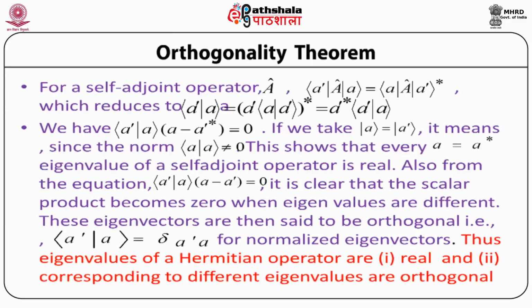These eigenvectors are then said to be orthogonal, that is, ⟨A′|A⟩ = δ_A′A for normalized eigenvectors, where δ_A′A is equal to 1 if A′ is equal to A and is equal to 0 if A′ is not equal to A. Thus, eigenvalues of a Hermitian operator are 1, real, and 2, corresponding to different eigenvalues are orthogonal.